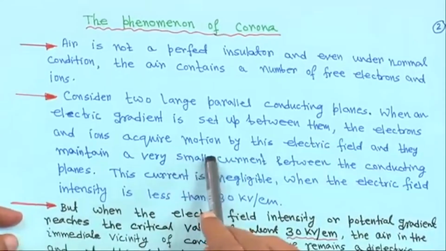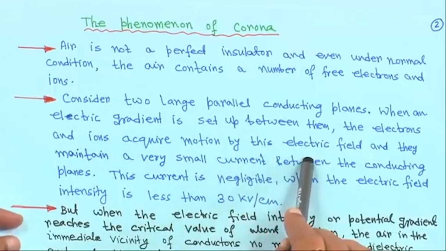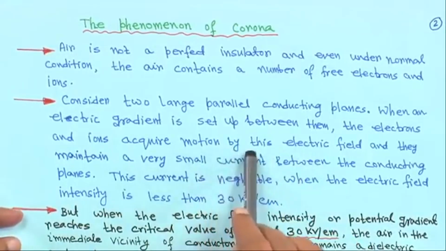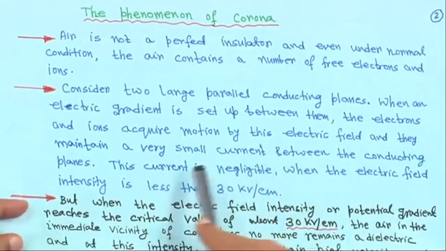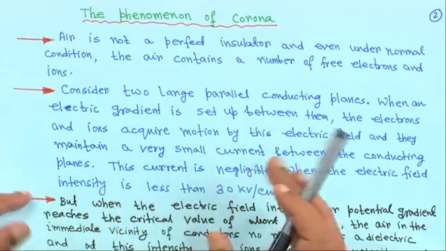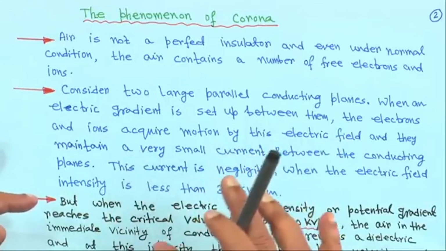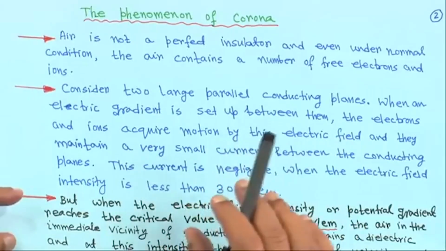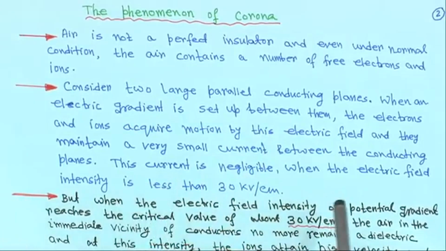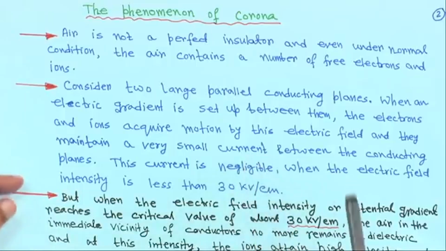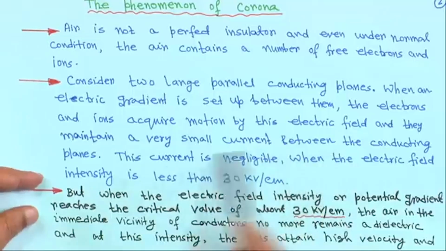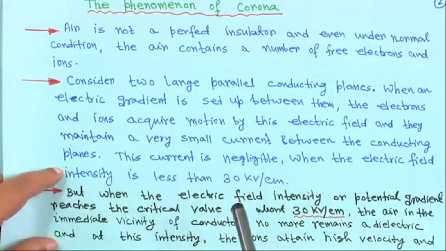The electrons and ions acquire motion because an electric field will be created, and both will acquire speed or motion, and they maintain a very small current between the conducting planes. That means if you consider two electrodes and you are applying voltage across them, an electric field will be created, and the electrons and ions acquire motion by this electric field. Between these two it will maintain a very small current.